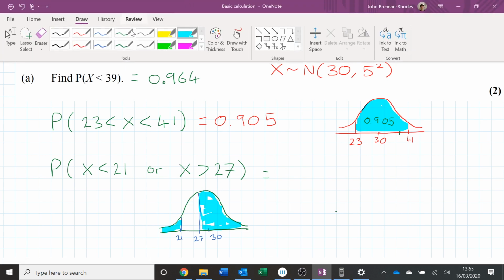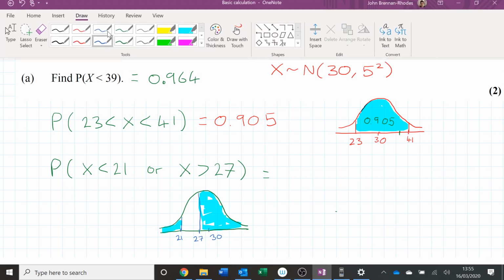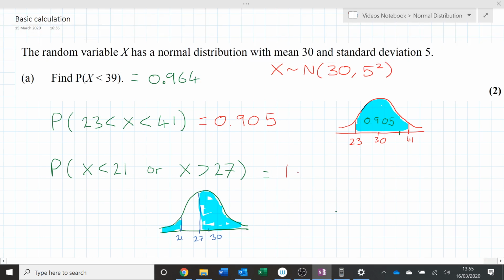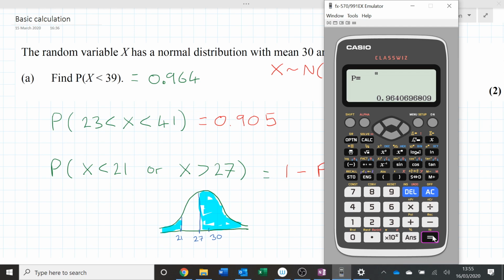Now, since the total adds up to 1, with a bit of thought, I can see that this is going to be 1 minus the probability of between those two values. So I could work out the two bits separately and add them up, but it might actually be quicker for me to do it like this. So I'm going to go to my calculator. I'm going to go between 21 and 27, and I'm going to get a value. So that bit in the middle, this bit here, is 0.238.